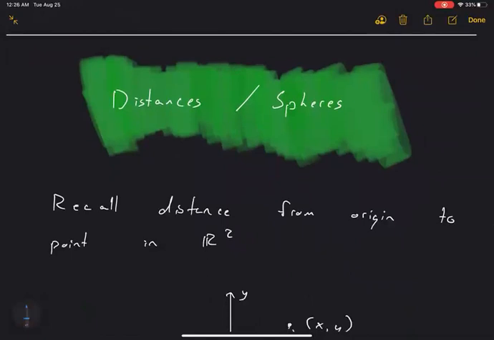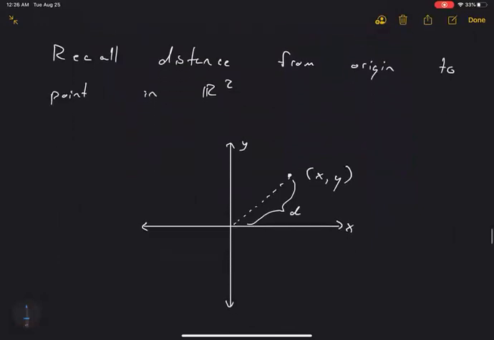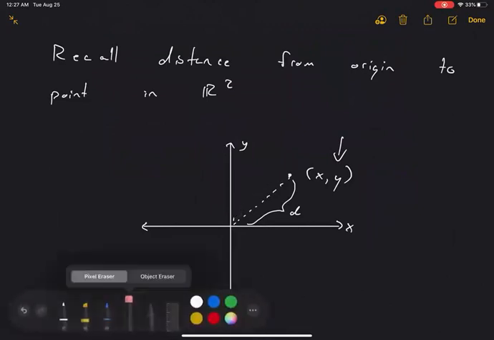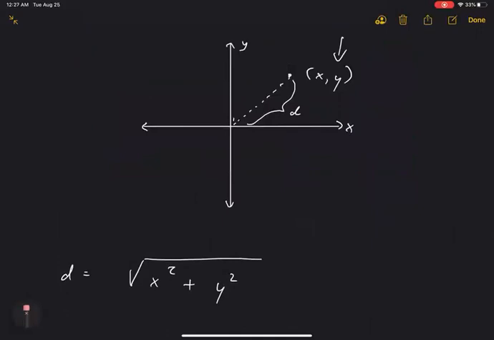So think about distance in R2. Okay, so let's focus on R2. Let's say I have this point at coordinates x, y. What is this distance here from the origin to that point? How do I find that? Well, there's a distance formula, right? d equals square root of x squared plus y squared. And really, that's just the Pythagorean theorem.